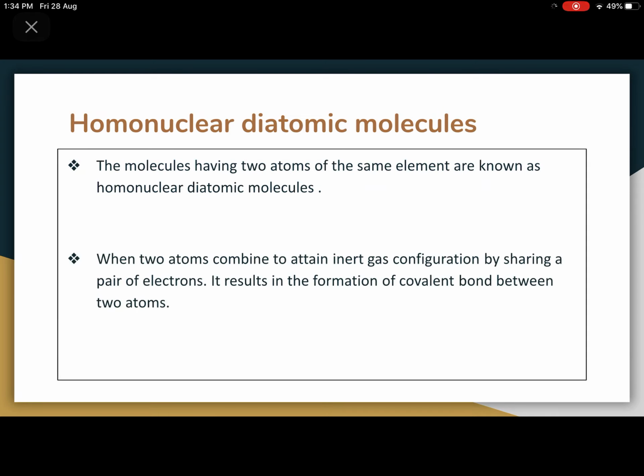When two atoms combine to attain inert gas configuration by sharing a pair of electrons, it results in the formation of a covalent bond between two atoms. So the covalent bond formation will take place between two atoms when they donate one electron which is unpaired.